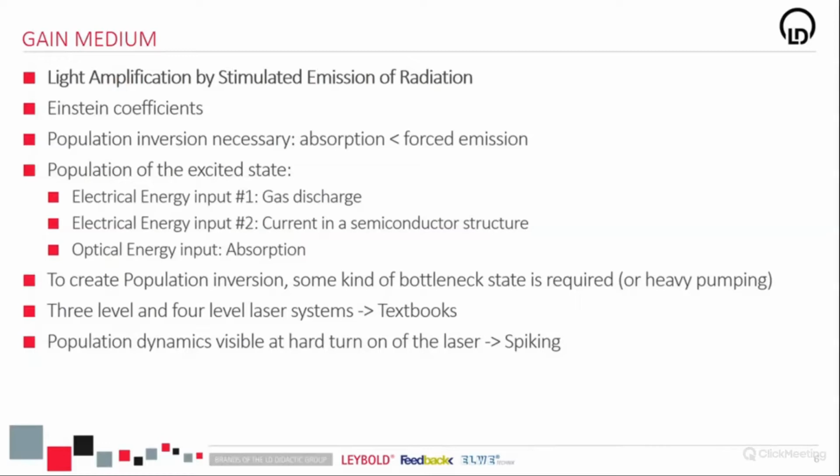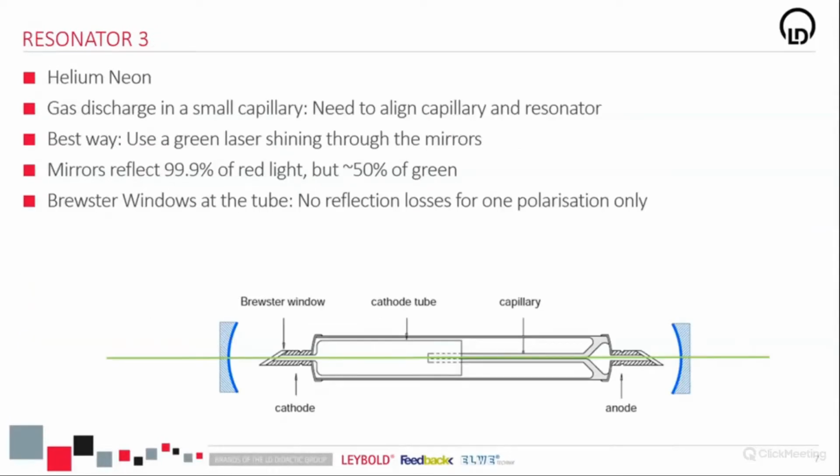For the population inversion to be feasible, we need some kind of bottleneck state, which keeps a long lifetime. And if I have the time, I can show that later in this webinar. For the rest of it, things are more for the university lectures, talking about 3 or 4 level systems and whatever magic is behind running such a laser.